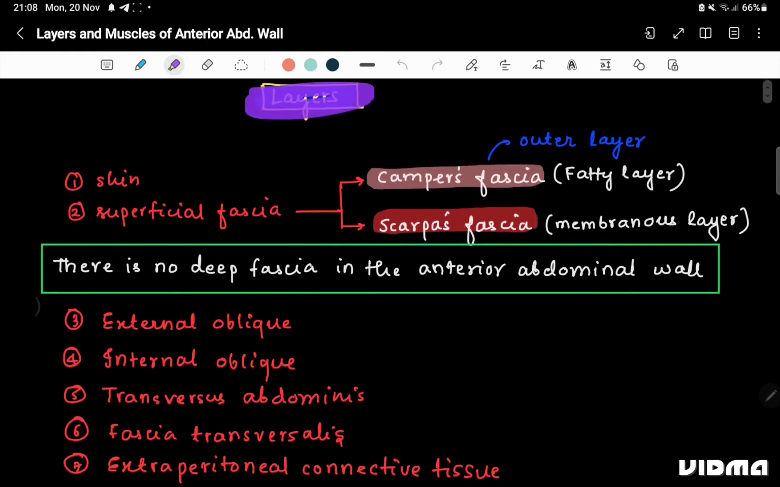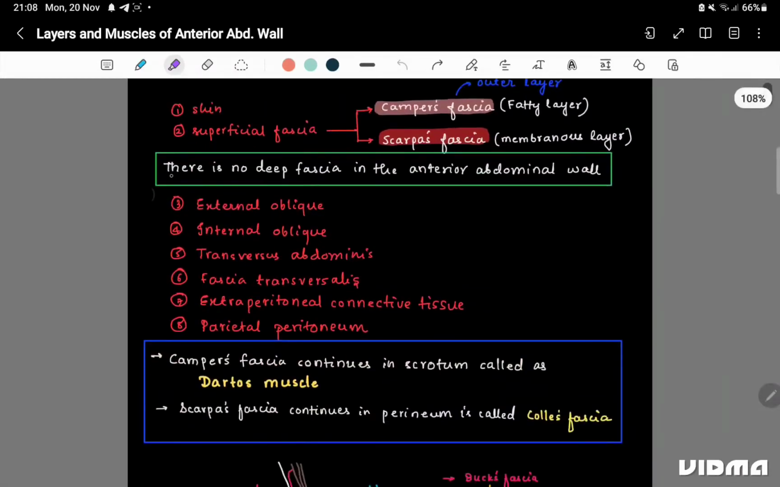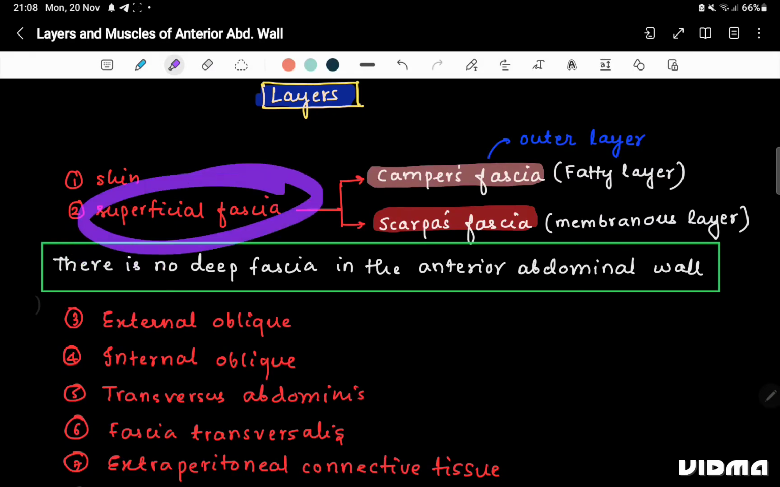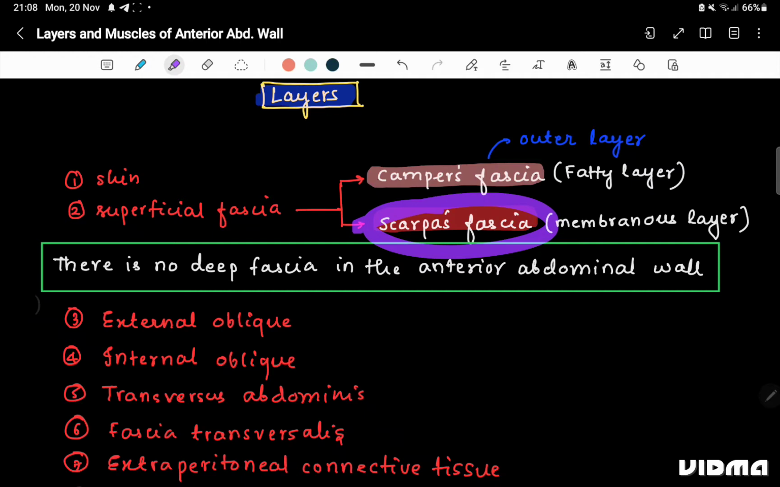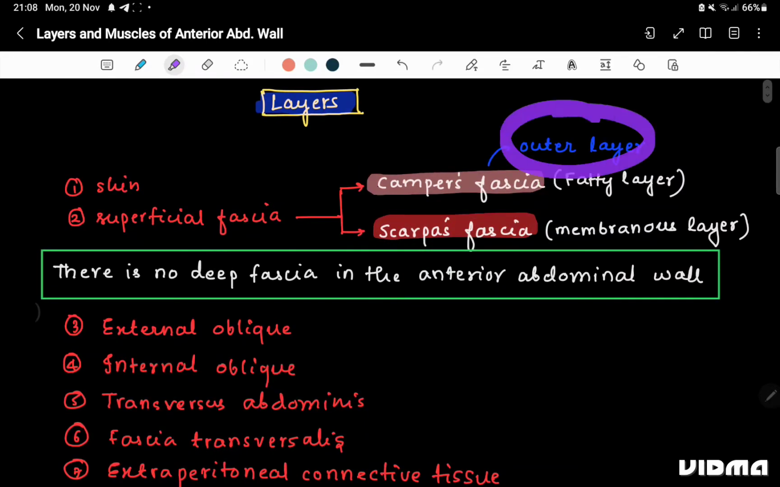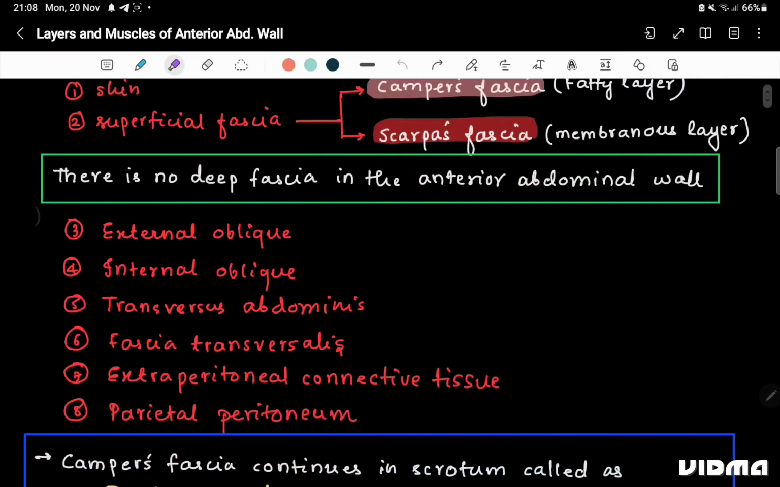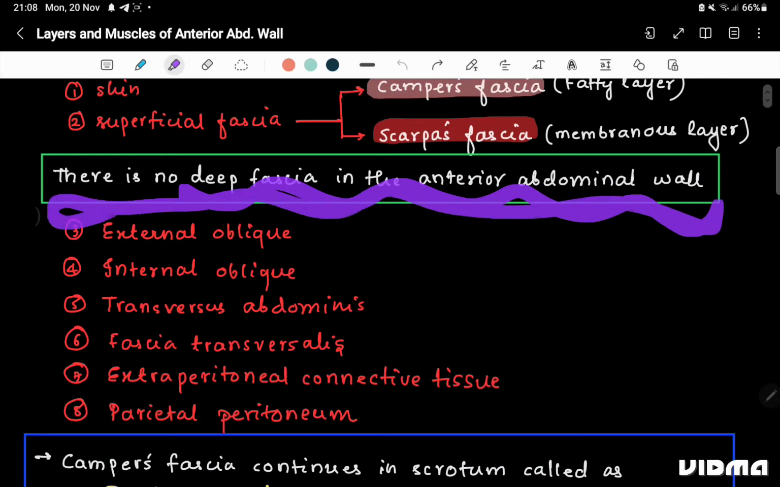So let's discuss the layers and the muscles of the anterior abdominal wall. The anterior abdominal wall has 8 layers. First, of course, it will be skin, then superficial fascia. The superficial fascia is divided into two parts, the Camper's fascia and Scarpa's fascia. Camper's fascia is the outer, fatty layer, and Scarpa's fascia is the inner, membranous layer. There is no deep fascia in the anterior abdominal wall, very important.